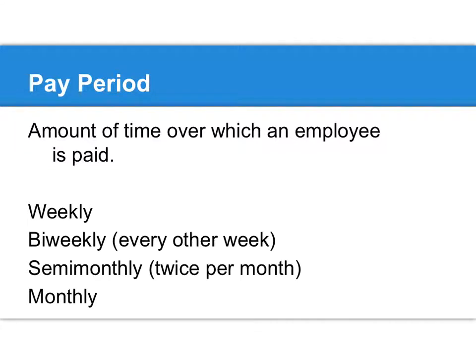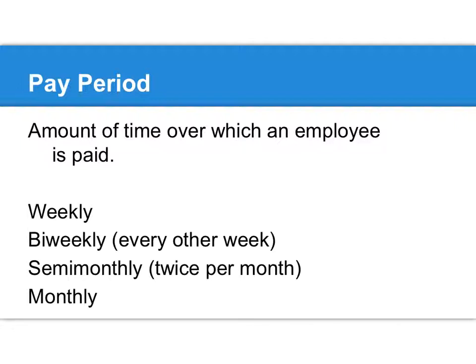But first off, the pay period is the amount of time over which an employee is paid. This can be weekly, meaning perhaps you get paid every Friday for the work that you did for the previous week. Bi-weekly means you get paid every other week. So you might get a check this Friday, and then not next Friday, but then the following Friday you would get paid again for those 2 weeks.